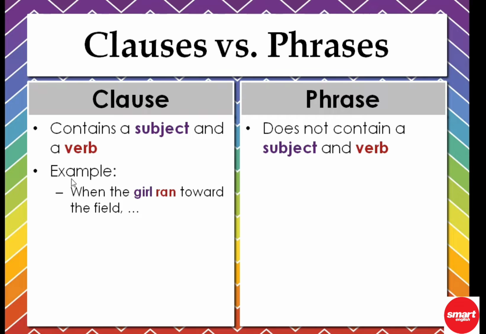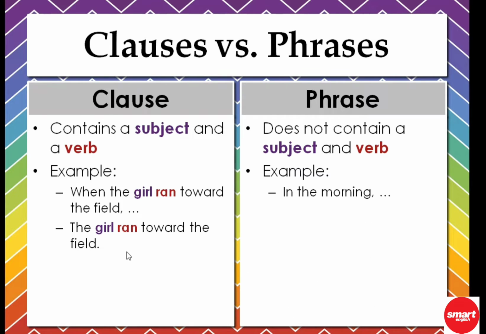Example for the clause: when the girl ran toward the field. So this is a clause. Later you're going to learn that this clause is subordinate. But now consider this: the girl ran toward the field. The girl is the subject, ran is the verb, so it contains both, so it is a clause. We removed "when" here and we started with the subject, but we still have a subject and a verb, so it is a clause.